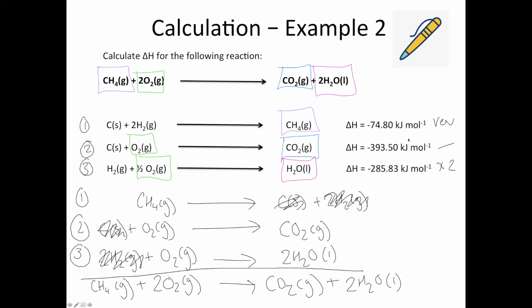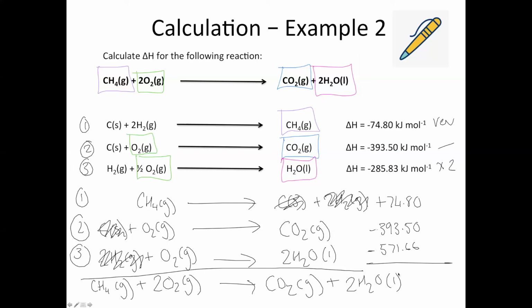Now what we need to do is change the energy. So if we reverse the first one, that means it becomes positive 74.8. The middle one didn't change, so that's still negative 393.50. And the last one was multiplied by 2, so it's still going to be a negative, I'm not reversing it. And then the numerical value of it is going to be 571.66.